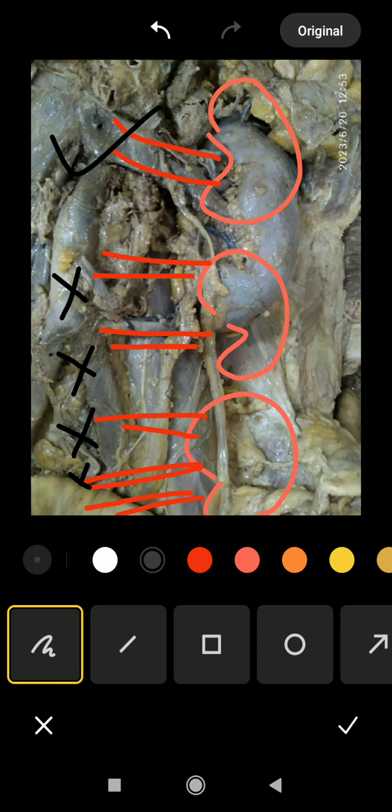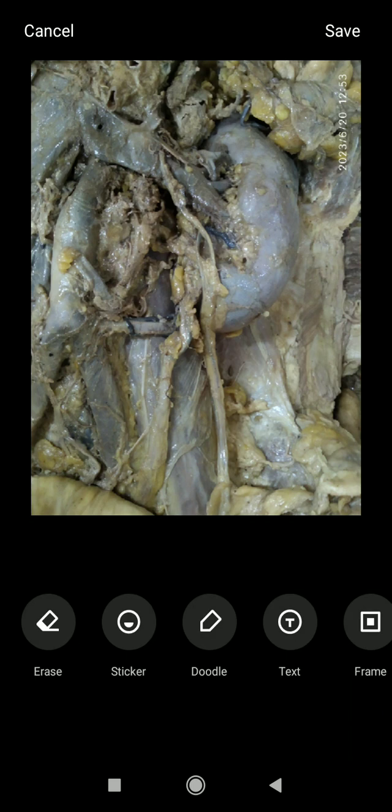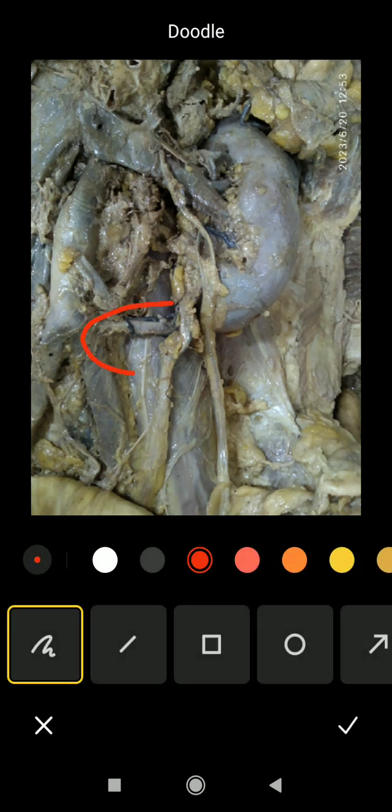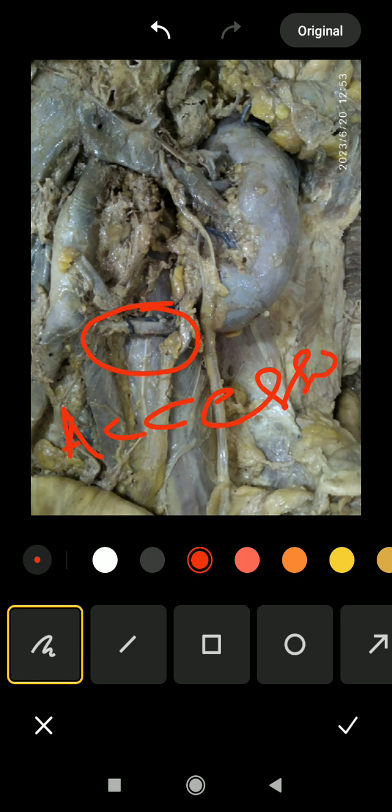But if at all there is a persistence of the lower renal arteries which were there developmentally during the ascent of the kidney, from the lower part of the abdominal aorta, it is called an accessory renal artery. Accessory means extra renal artery. So this kidney has got an extra blood supply, the accessory renal artery.